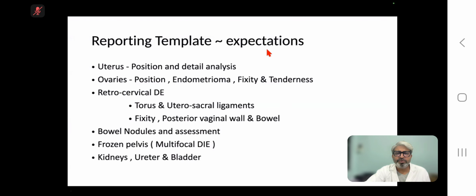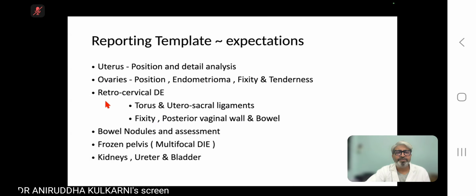So the reporting template usually consists of uterus position and detailed analysis, ovaries position, presence or absence of endometrioma, fixity and tenderness, retrocervical deep infiltrating endometriosis in cases of IDEA protocol, looking for bowel nodules and multifocal endometriosis, and also looking at kidney, ureter, and bladder in patients with suspected deep infiltrating endometriosis.